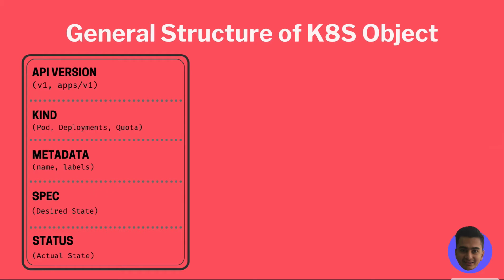Then in the spec section, that is the specification for the object. You mention the desired state, what you are trying to achieve. So let's say if you're creating a pod, you probably have to mention the container and the image that you basically want to run. And then the status is not a mandatory field per se, it's just an empty object initially. And once you run the object, the status gets populated.